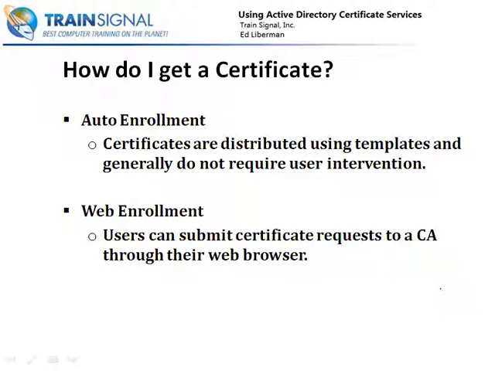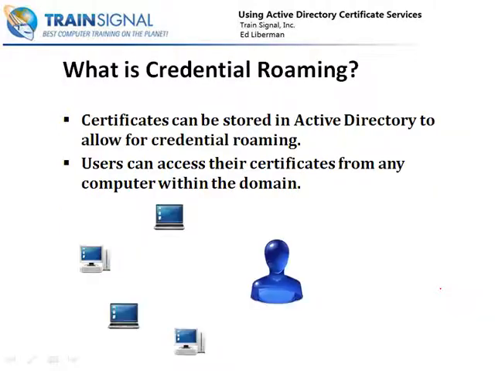Now, the other primary form of enrollment would be web enrollment. With web enrollment, this allows a user to submit a request for a certificate through a web browser. There's actually a URL to the CA where there'll be a little form that you fill out with your information, and then that request can go to the CA, and then a certificate manager can go ahead and look over the information and decide whether to issue the certificate out to you or not.